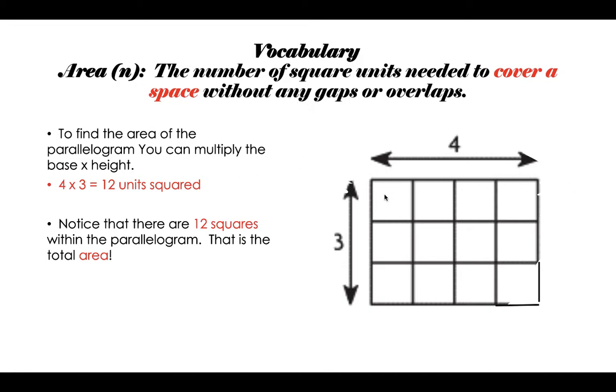4 units by 3 units. So those are my dimensions. So I have 4 columns, 1, 2, 3, 4, with 3 rows. The area inside, how much space is inside? Well, that means I have 12 units squared because 4 times 3 is 12. So I have 12 units squared inside, okay?